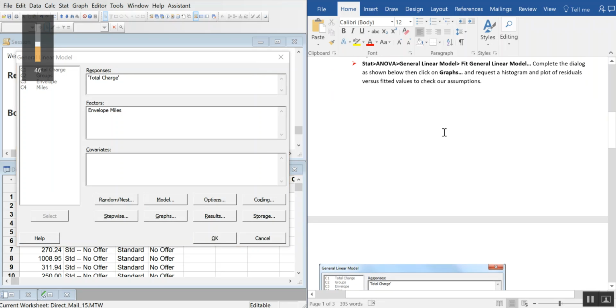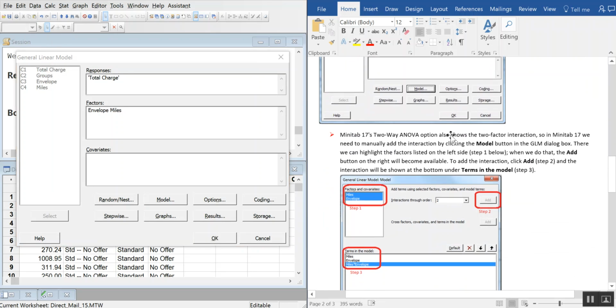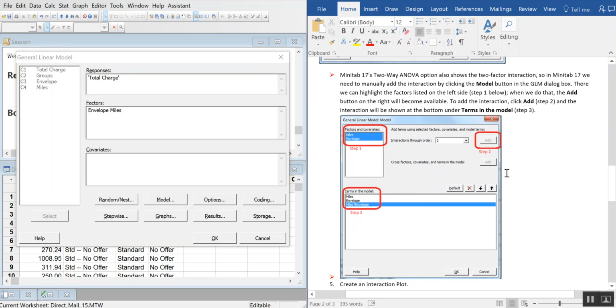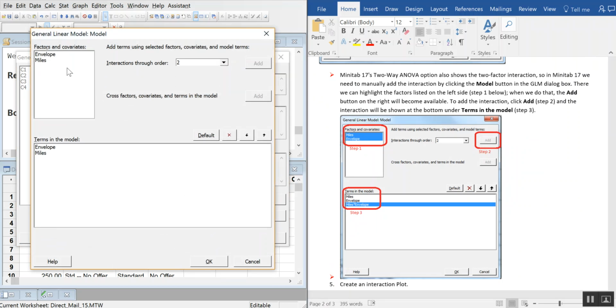All right, so next up, I also want to create that interaction term. So here's how you do that in Minitab 17. To do this, we have to hit the Models button. And then we highlight the variables we want to combine into an interaction and ask how you want the order of interactions. We're just going to want 2, because that'll create this times that, envelope times miles, that's 2.